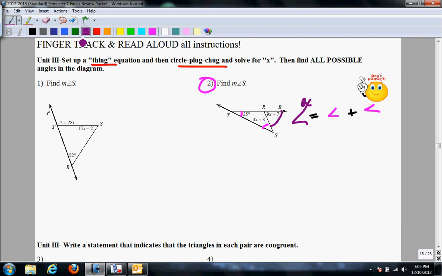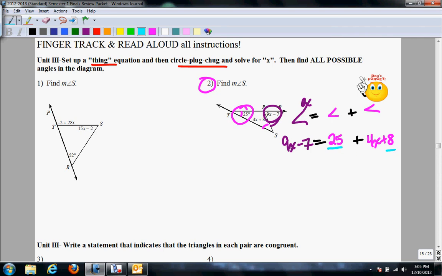So now we're going to circle plug chug. This exterior angle, 9x minus 7, is equal to the sum of the corresponding remote interior angles. That would be 25 and 4x plus 8. Now you collect like terms, and then you solve for x.